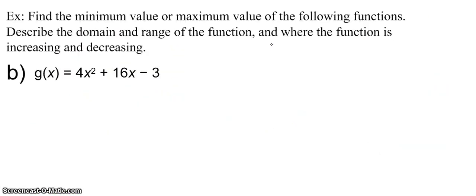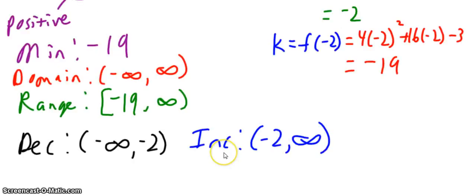Next one, same thing. Try this on your own. Pause the video, unpause when you're ready to check. Okay, so hopefully we got the same answers that I did here. The minimum value is -19, the domain is negative infinity to infinity, the range is -19 to infinity, including the -19. The decreasing interval for this problem is negative infinity to -2, and the increasing interval is -2 to infinity.